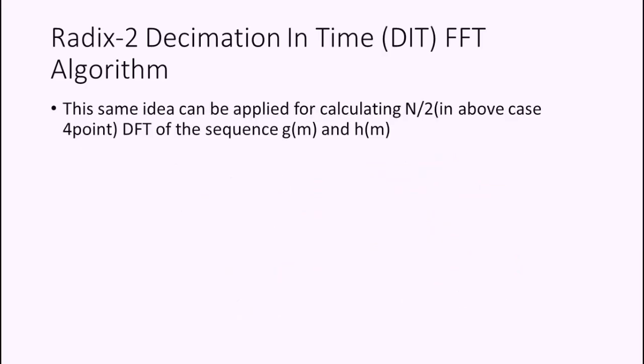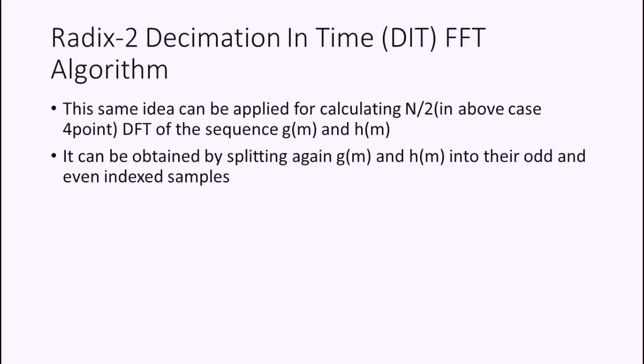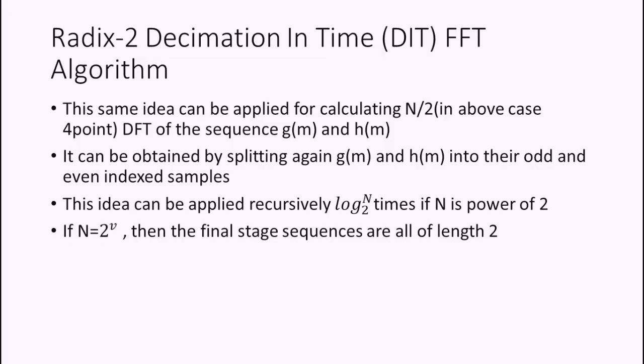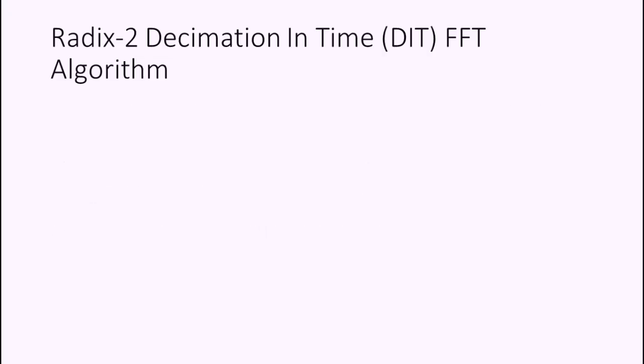This same idea can be applied for calculating the N/2-point DFT, here 4-point, of the sequences g[m] and h[m]. It can be obtained by splitting g[m] and h[m] again into their odd and even index samples. This idea can be applied recursively log base 2 of N times if N is a power of 2. If N is equal to 2 to the power v, then the final stage sequences are all of length 2.